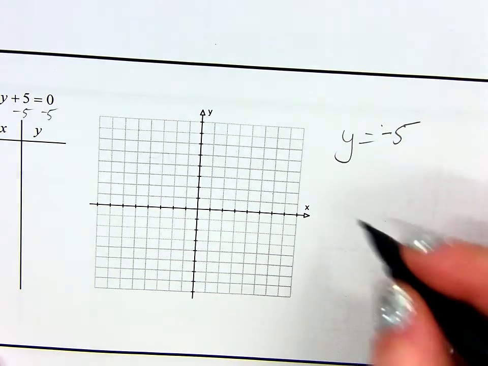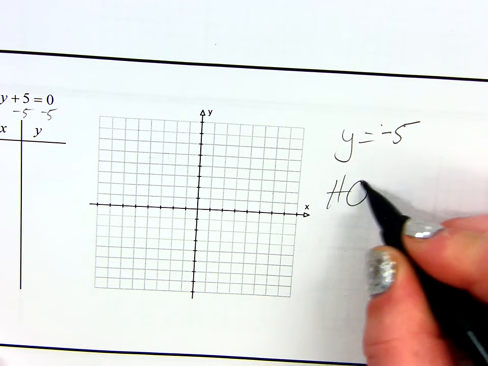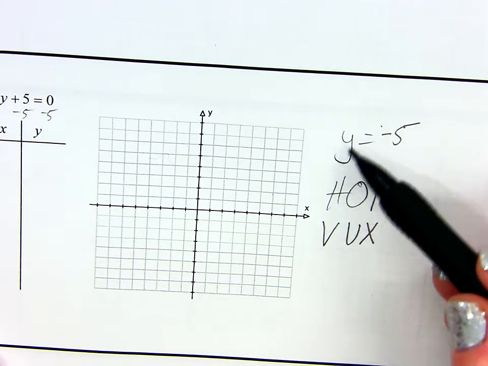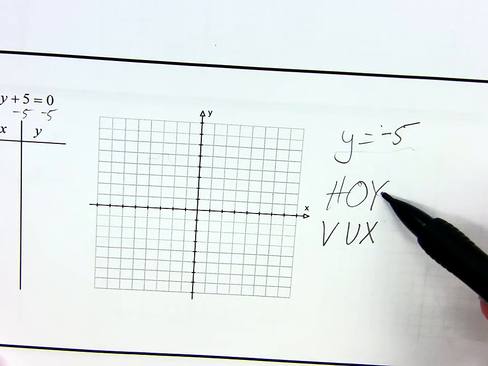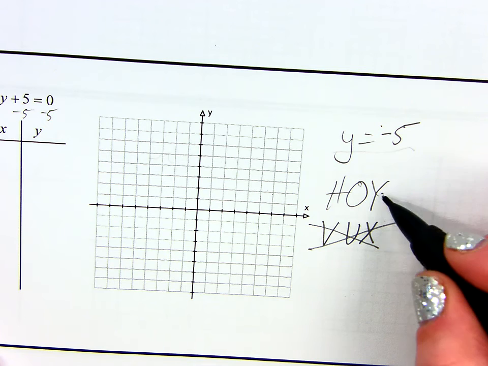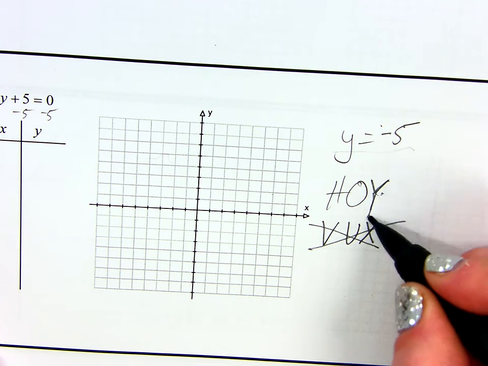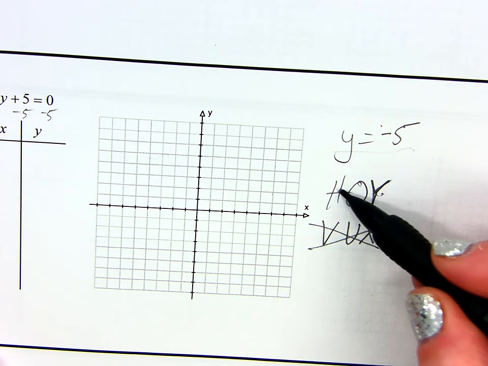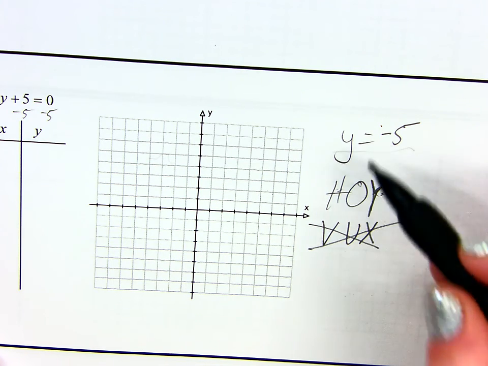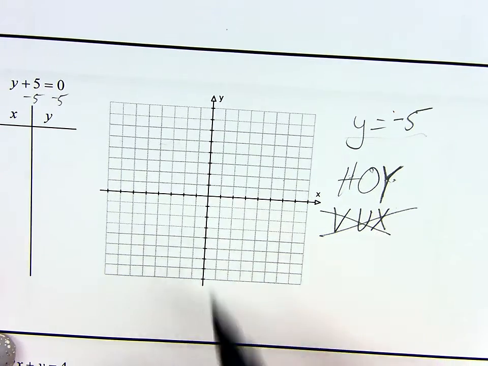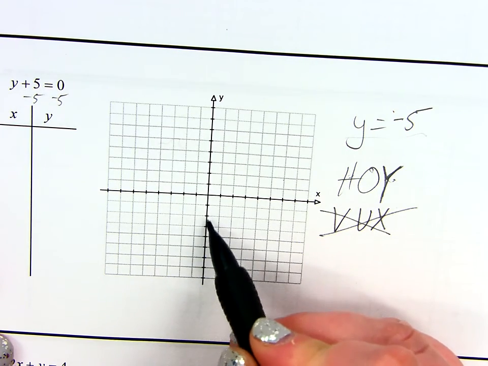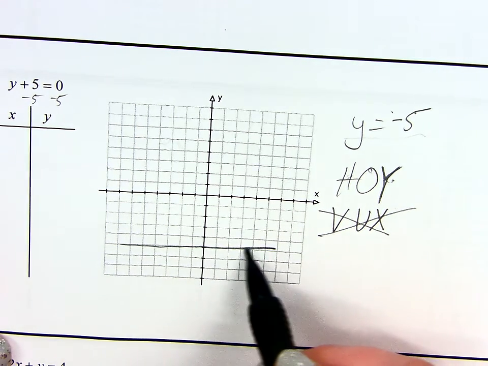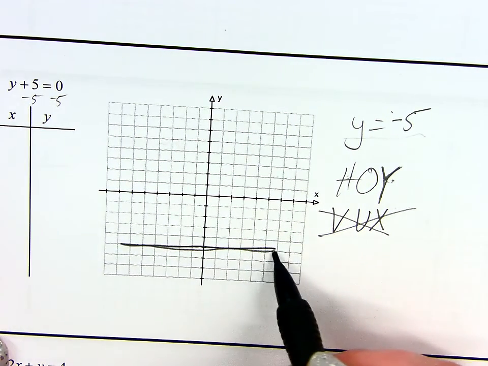Now, if you remember, I only have one variable. So that means I'm going to be dealing with Hoy Vux. And then I say to myself, okay, it's y equals. So I'm not dealing with this guy. I'm dealing with this one because I'm dealing with the y. So what does my graph look like? It's horizontal. So you just draw a horizontal line at -5. So drop down to -5 and draw a horizontal line right there. Does that kind of make sense how those work?